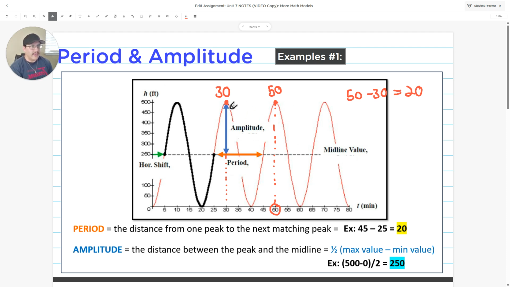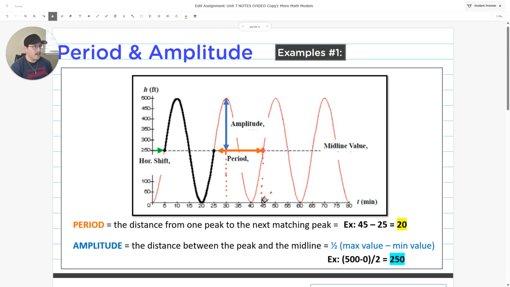And you don't have to just do it at the peaks. You can do it at the midlines. So in this example, this value right here is at 45. And then this value right here is about 25. Let's subtract those two to figure out what the period is. 45 minus 25 will be, 4 minus 2 is 2, 5 minus 5 is 0, so again it's 20.